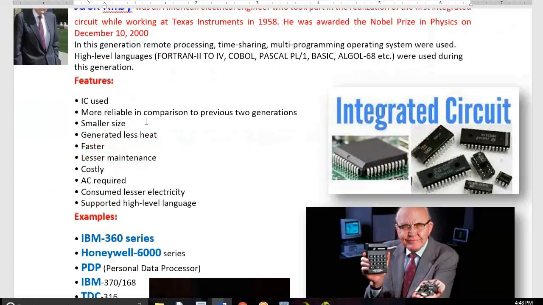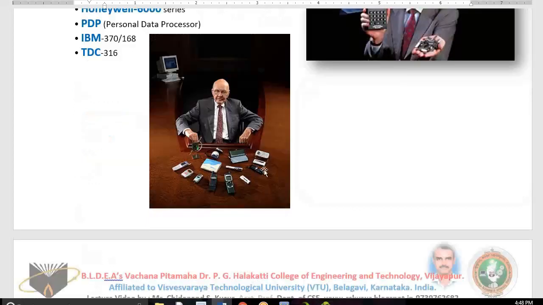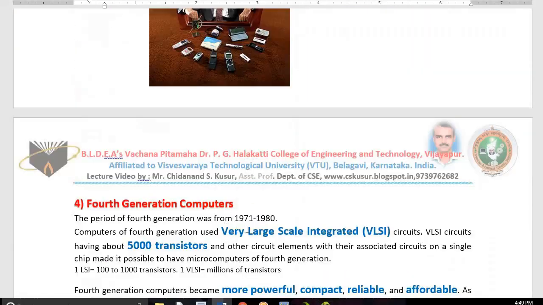Features: IC used, more reliable in comparison to previous two generations, smaller in size, generated less heat, faster, less maintenance, costlier, AC required, consumed less electricity, supported high-level language. You can see that because of Jack Kilby and ICs, the size of electronic goods reduced. You can see in front of Jack Kilby the numerous electronic goods whose sizes were reduced because of the invention of ICs. We need to be very grateful to Jack Kilby. This is all about the third generation.